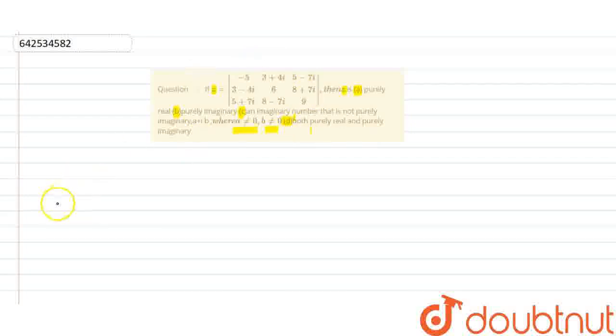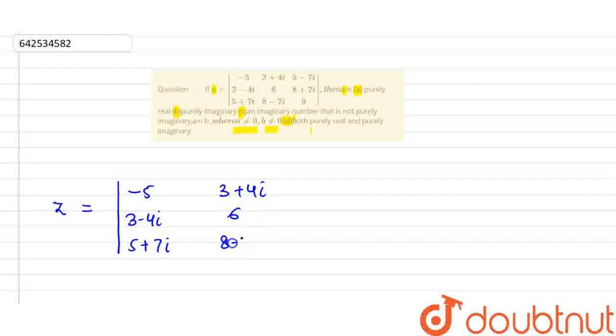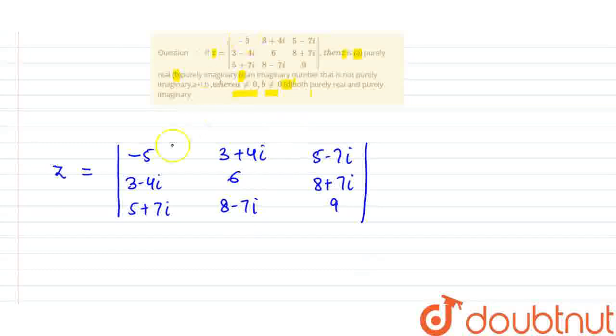Now let us write down the given determinant that we have. Z equals the determinant minus 5, 3 minus 4 iota, 5 plus 7 iota, 3 plus 4 iota, 6, 8 minus 7 iota, 5 minus 7 iota, 8 plus 7 iota, and 9. Now we will be using the properties of determinant to solve for the value of Z, which is our determinant. Let's say this is some delta.